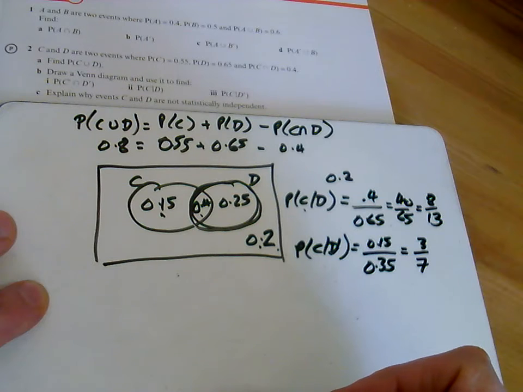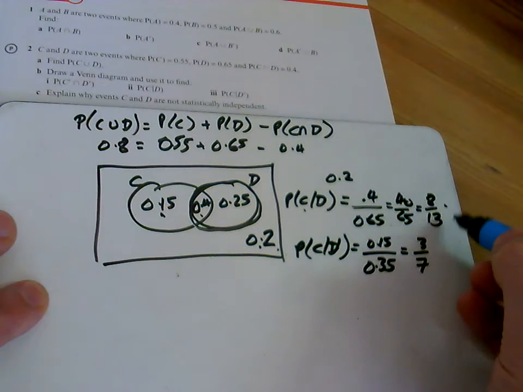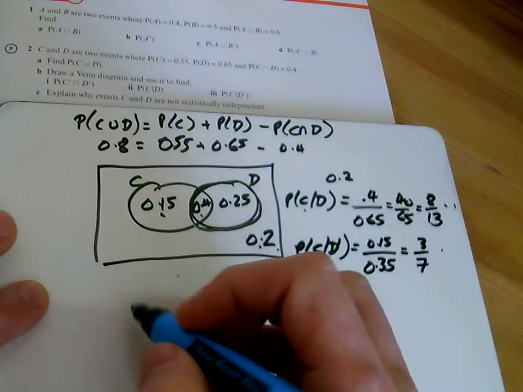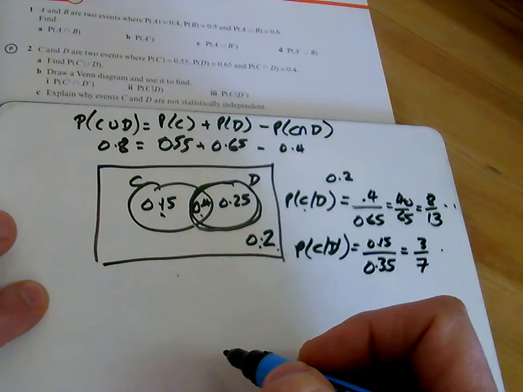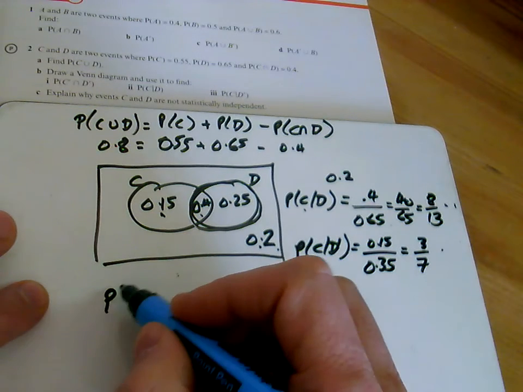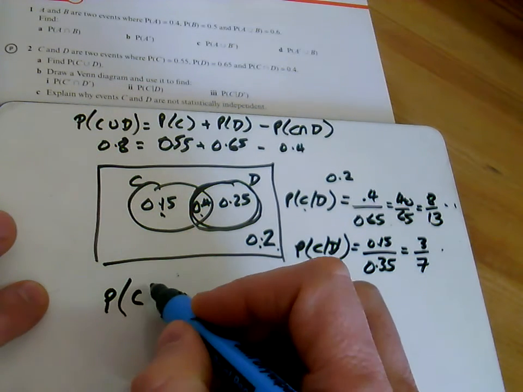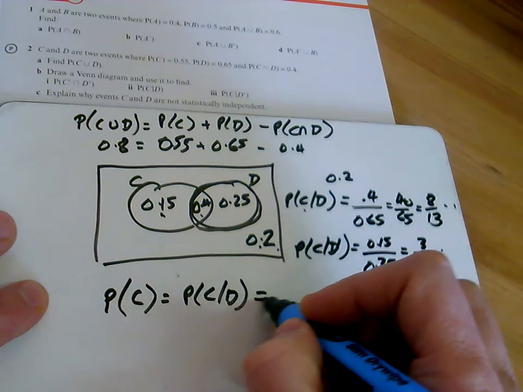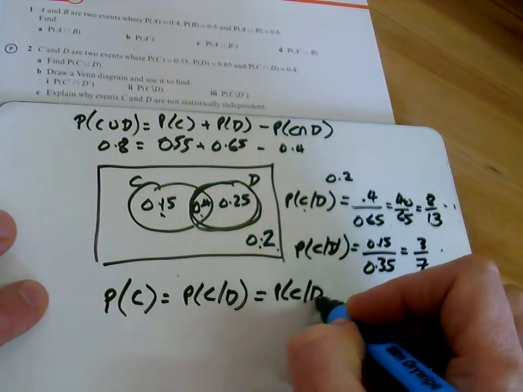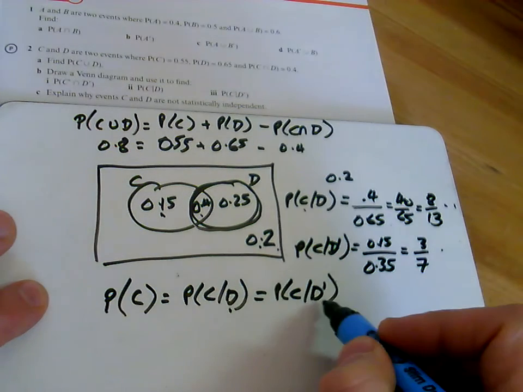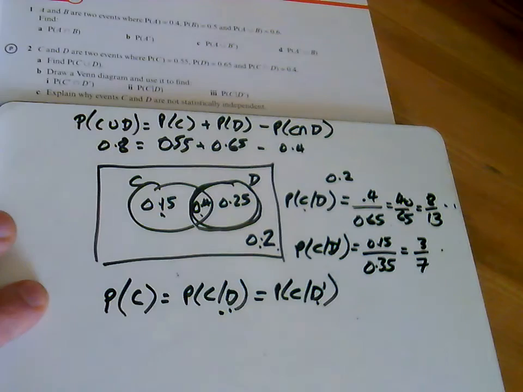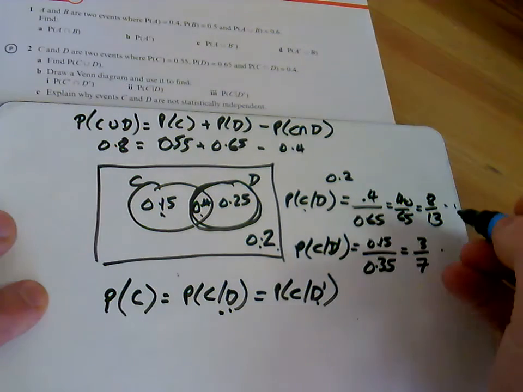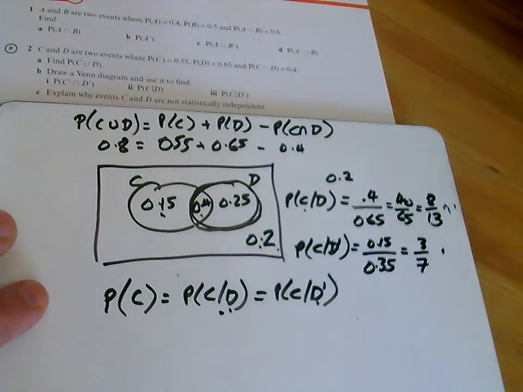Explain why they're not statistically independent. Well, basically because these two things are different. If they were independent, we've had lots of ways of checking that, but the one we're looking for here is that the probability of C is equal to the probability of C given D is equal to the probability of C given not D. Basically, whether or not D happens doesn't change your probability of C. The fact that these two are different means that they're not statistically independent.